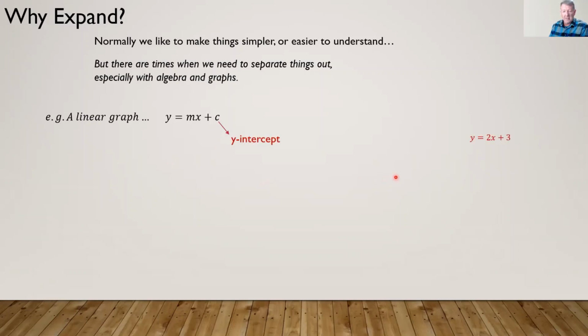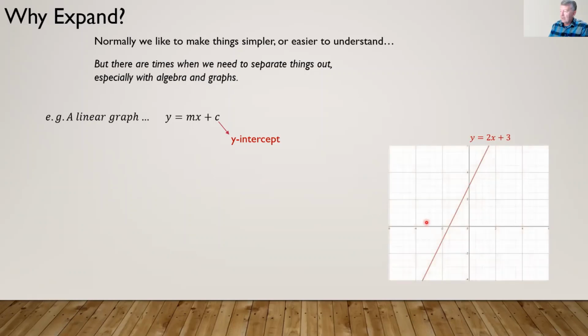So let's have a look at an example of that. y equals 2x plus 3, just over here. And here's the graph. It goes through the point here, which looks like about negative 1.5, and goes up through 3. Oh, look, there's a 3 there. That's the y-intercept. That goes through the point 3.